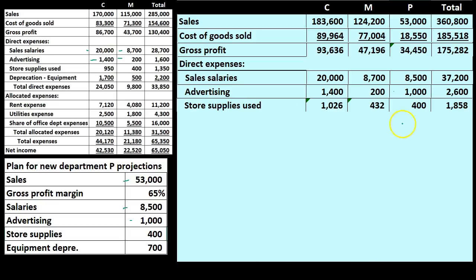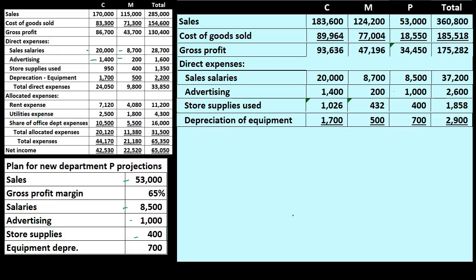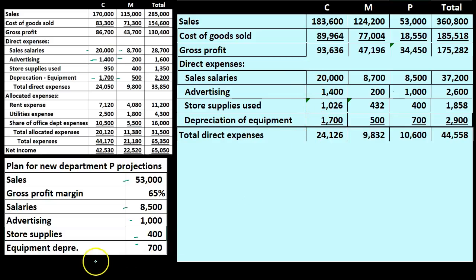And then if we add those up, we get our totals. We got the 400 for our new department P. And then we have the depreciation on the equipment. We're going to say that's the same. We're going to keep it at basically a straight line method. It is what it is. So 1,700, 500. We think that for P, we're going to have new equipment that we're going to depreciate at 700 in our projection. So that's going to be our direct expenses. If we add those up, the 20 plus the 1,4 plus the 1,026 plus the 1,007 is the 24,126, and so on.